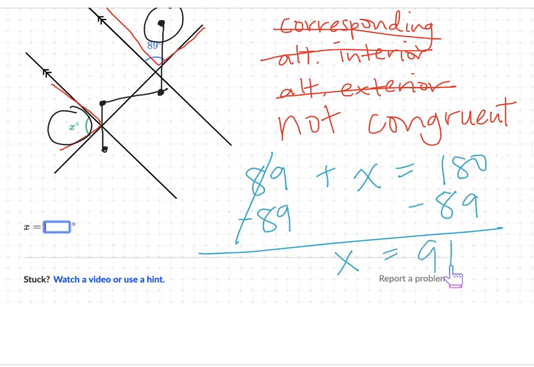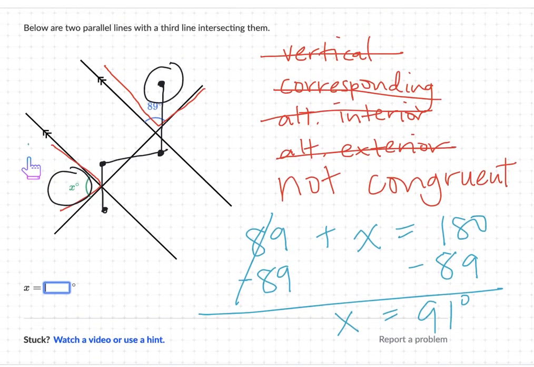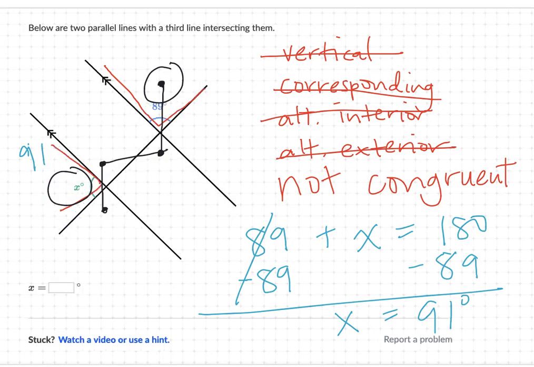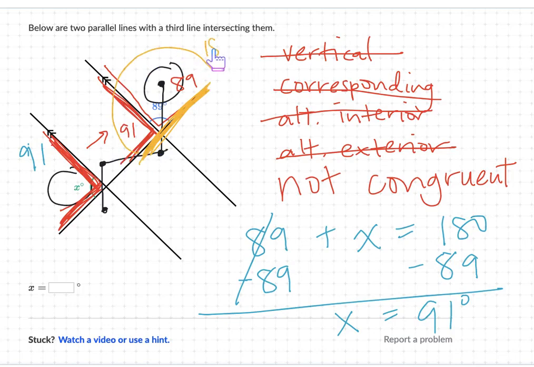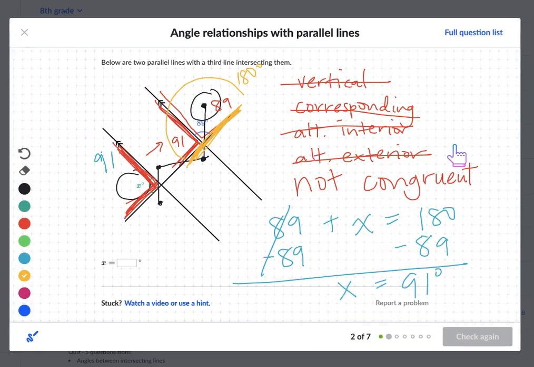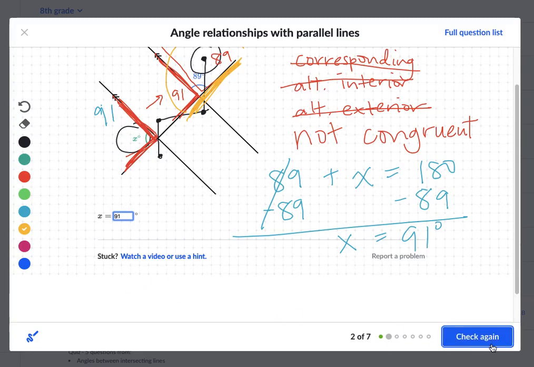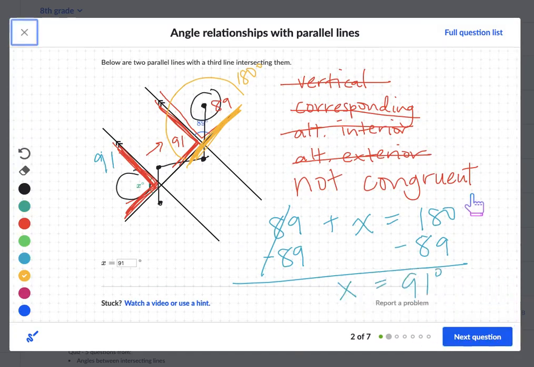So that should be our answer. Okay, this should be 91 degrees. Because this angle, let me go ahead and put it in red here. This angle right here can be translated over, can be slid over to right here. So that together, the 89 and the 91 are going to come together and make a straight line. A straight line is 180 degrees. Okay? So this one should be the correct answer. There you go. All right?